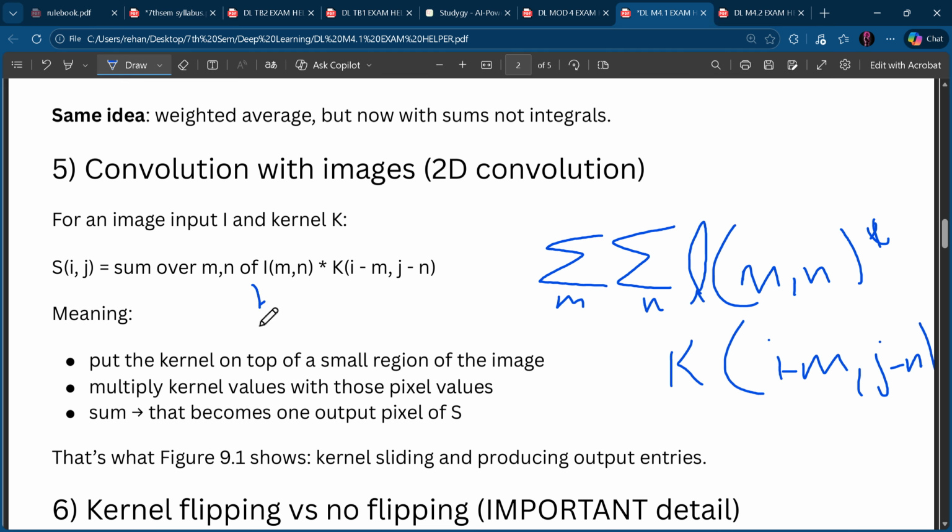And then what you have to do, see, in place of L if you write k, and in place of k if you write L, what it becomes, kernel flipping versus no flipping. This is flipping the kernel.